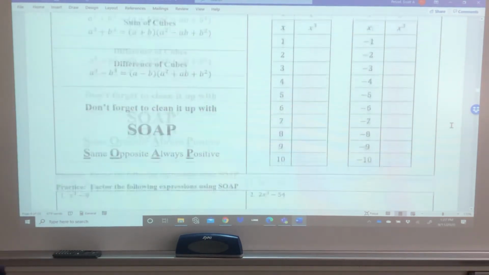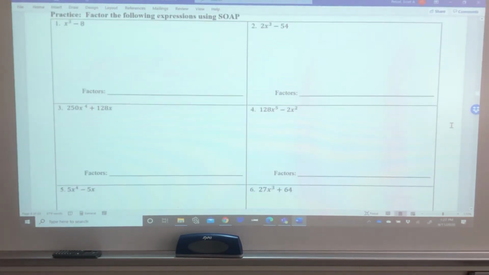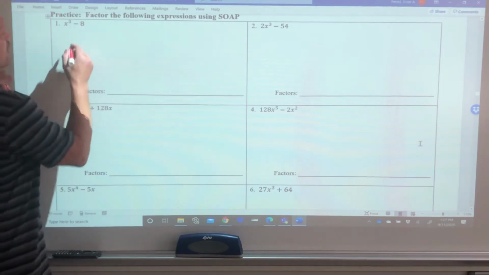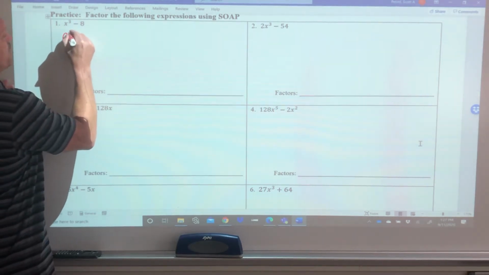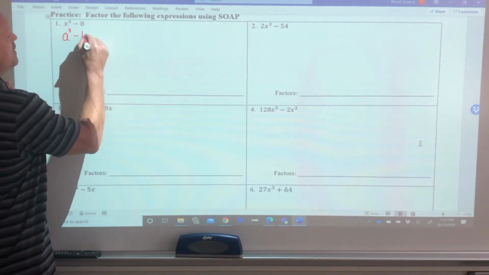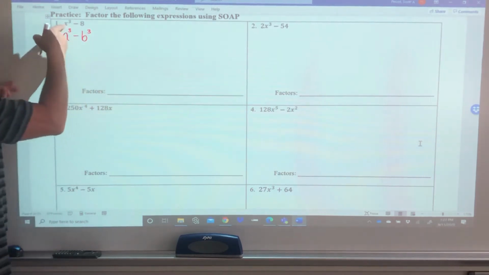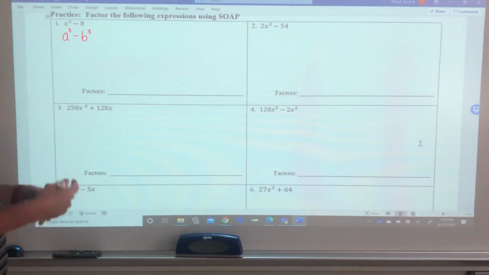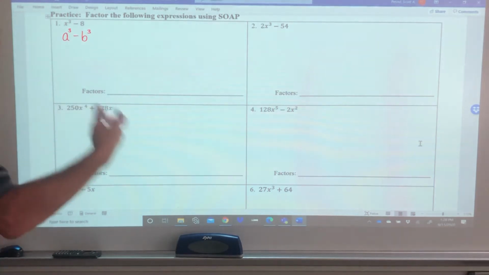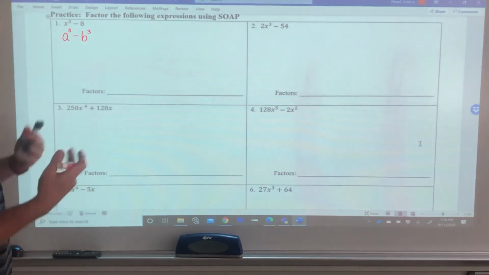So let's do a few of them. Yay! Practice: factor the following expressions using SOAP. Okay? So if we look at this, the first thing we need to understand is this is kind of the equivalent of a cubed minus b cubed, because x cubed is a perfect cube, because to get x cubed is x times x times x, which is x cubed.